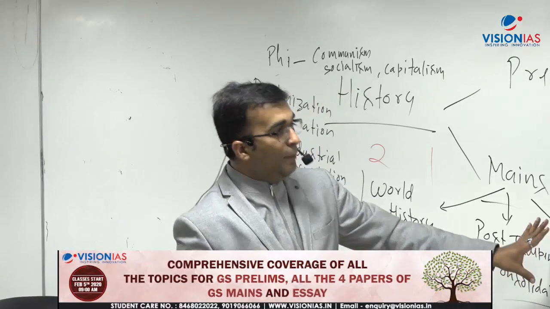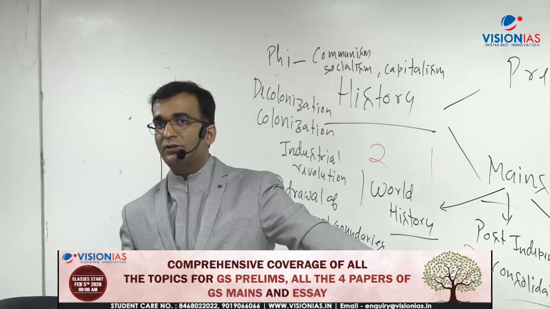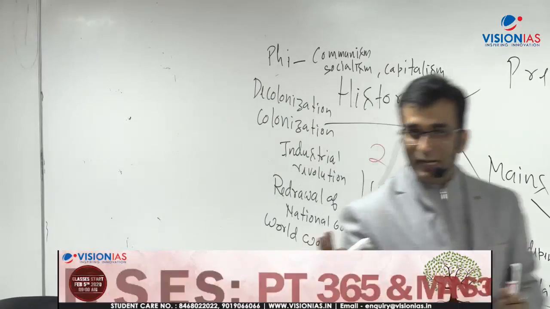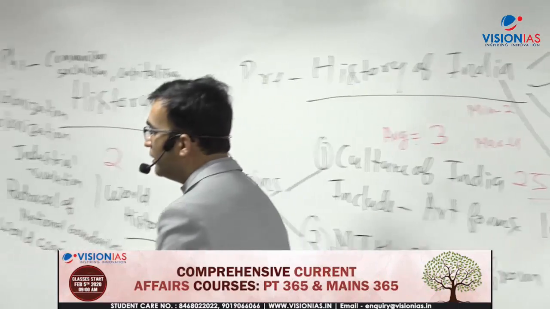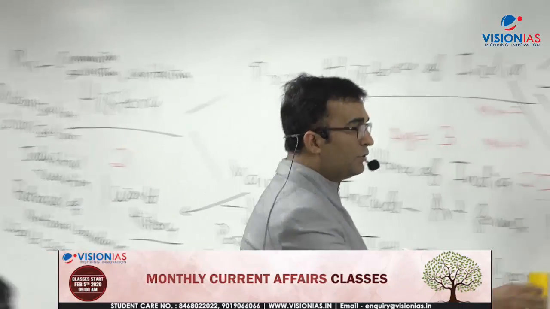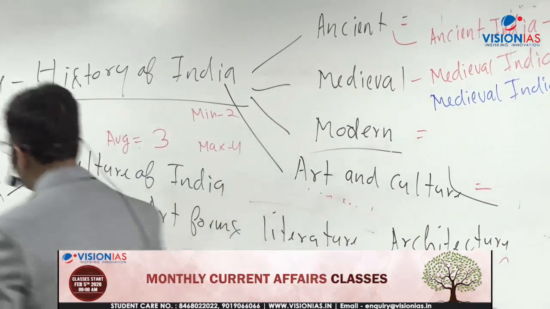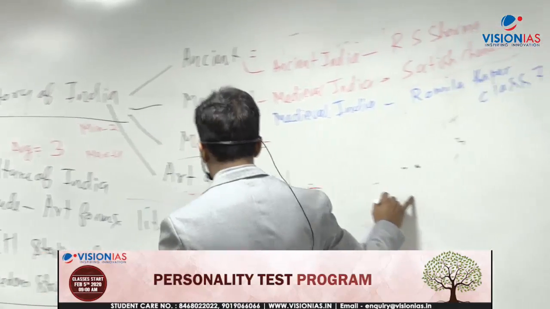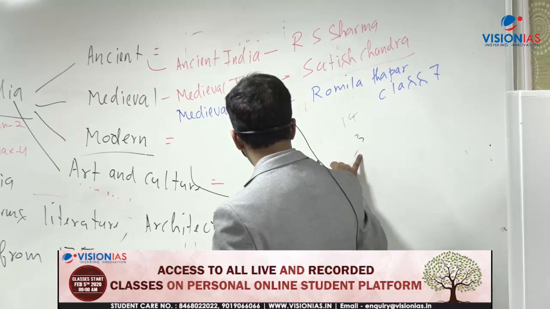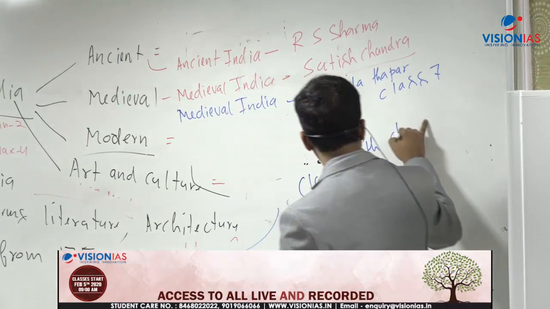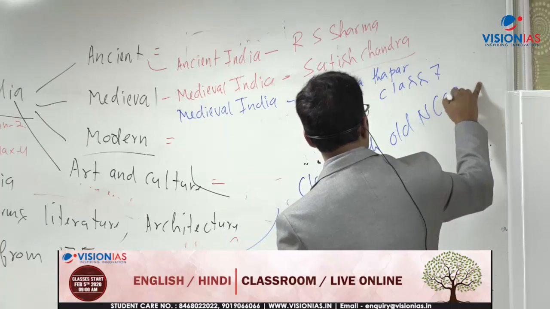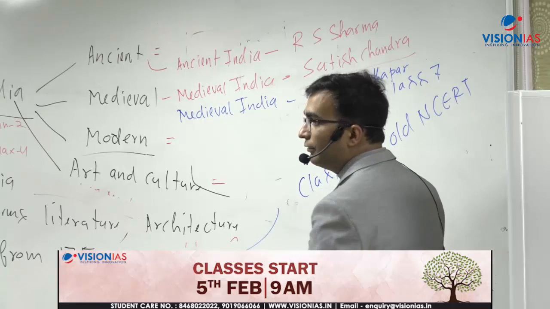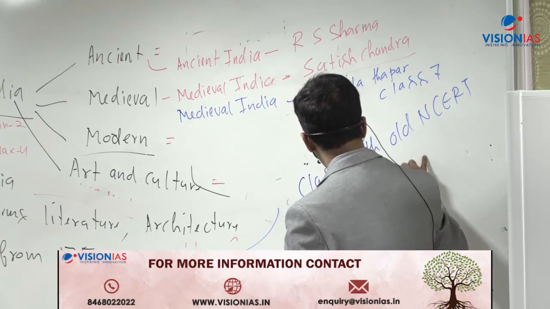But my suggestion to you is that before reading Spectrum, you must read the NCERT. I am going to mention 2 NCERTs, and my take is a little different from Bipin Chandra. From what I have observed over the last 10 years, it is the class 8th old NCERT, named Modern India, written by Arjun Dev. So you need to read this.